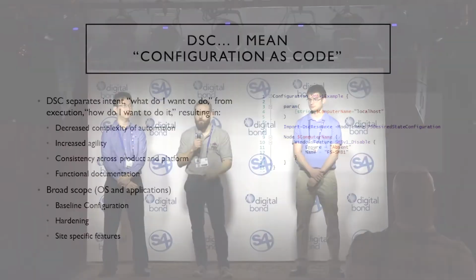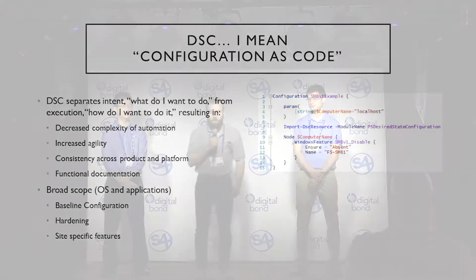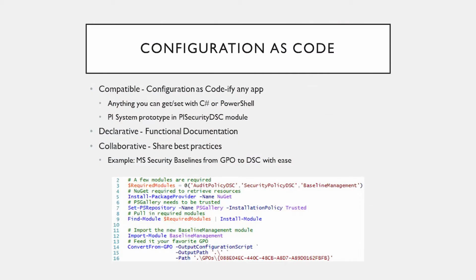So an example here, a trivial one, is just making sure that the SMBv1 feature is not present on the system. But these configurations can be very complex. That's one of the trivial examples. So compatibility is great for this because you can configuration-as-code any app if it can be manipulated or administered with either C# or PowerShell, which is pretty much anything on the Windows platform.